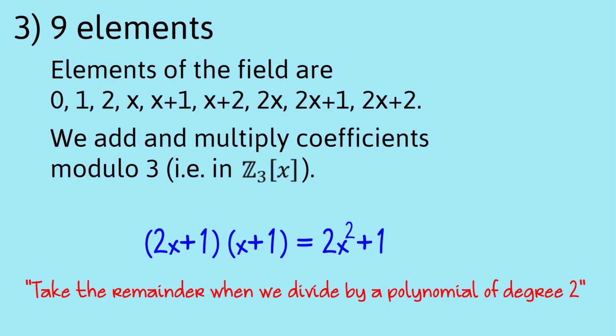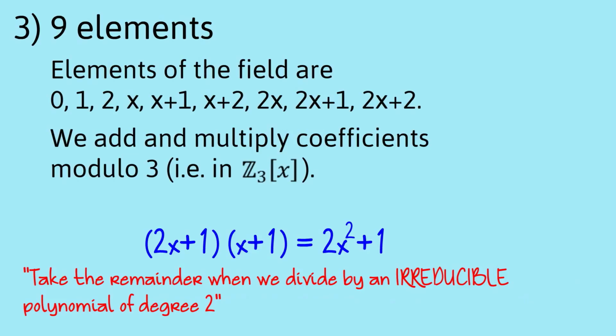Now we'll see in a sec that we need to have an inverse. Each element has to have an inverse. So we can't just use any polynomial to work out these remainders. We have to pick an irreducible polynomial. That is a polynomial of degree 2, and it must be irreducible in Z3[x].